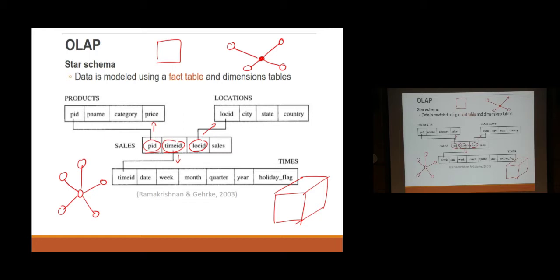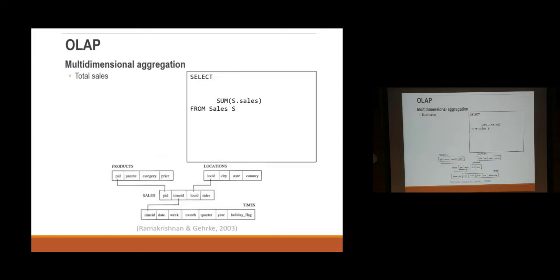So when you talk about this, one of the dimensions will be time, the other dimension will be location, and the other dimension will be product. If you want to aggregate everything, you will get a single cube that contains the aggregation of all the data. Let's say you want to find the total sales. To find the total sales, you just say select sum sales from sales. So that sums up everything.